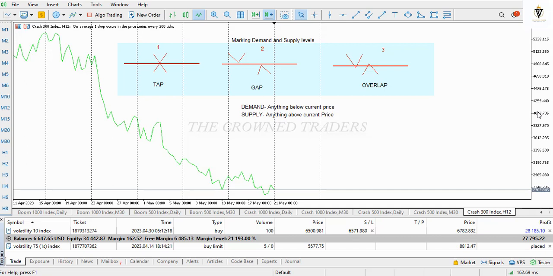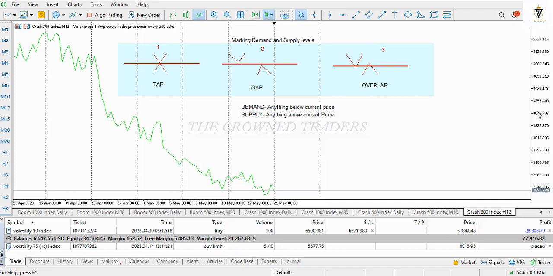In this video I will be showing you how to use gap, basically in application to demand and supply levels, and I'll use Crash and Boom as an illustration. I'll keep the videos short and straight to the point so that you will not get bored in the process. Now, this approach you can use on any pair so long as it's charts.